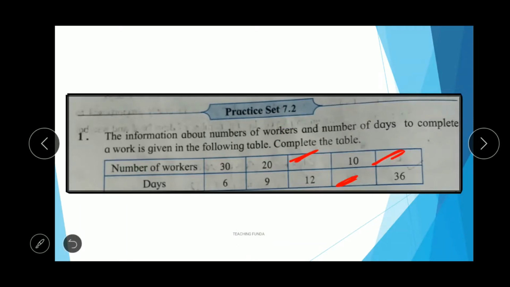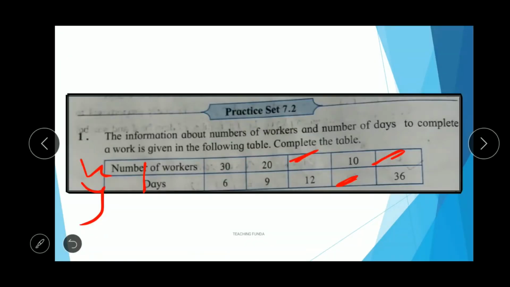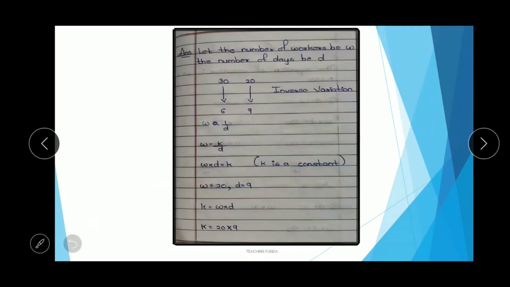Okay, so here we saw in practice set 7.1 that in the first sum the initials were mentioned, but here the initials like x and y are not there, so we have to consider our own initials. We can consider m, n, x, y, a, b, anything. So let us begin. Let the number of workers be W and the number of days be D.